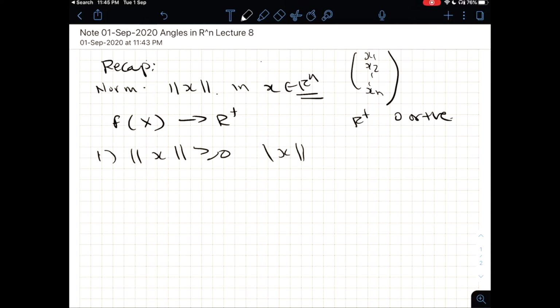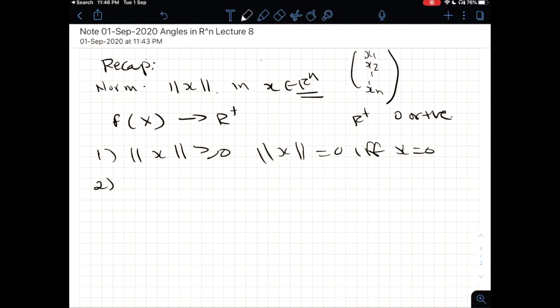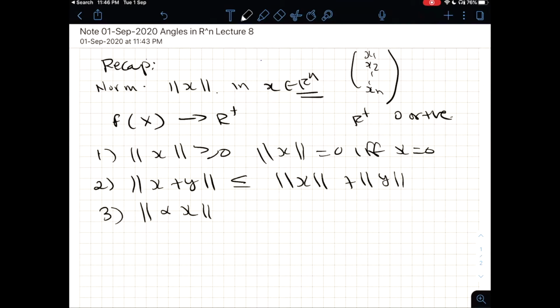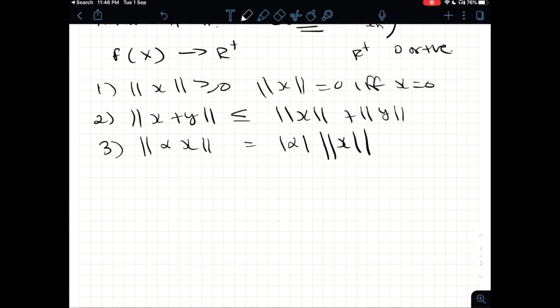and the norm is 0 if and only if the x vector is 0. This is usually very straightforward to check, as I told you last time. Now, if x and y are two vectors in Rn, then the norm function has to satisfy this triangular inequality. And third, it should satisfy the scalability requirement, which is that if I scale the vector by a scalar alpha, then the norm of x should also be scaled by the absolute value of alpha. If a function from Rn to R satisfies these three properties, it is called a norm function.